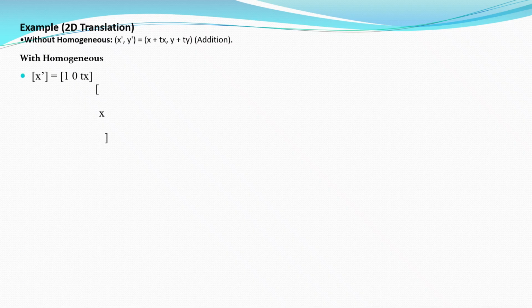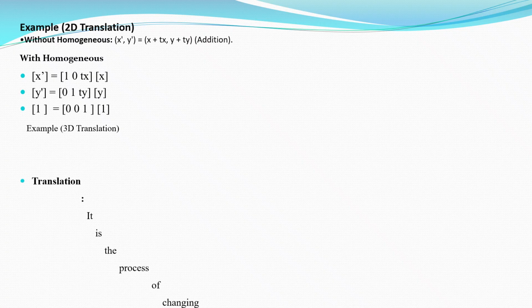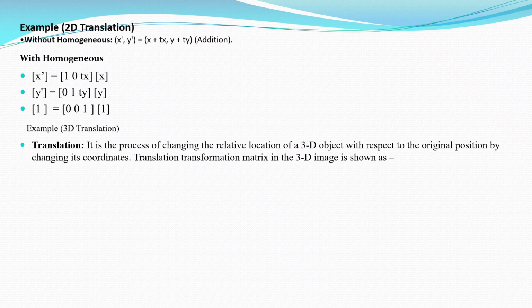So this is a 2D translation: x plus t of x, y plus t of y, without homogeneous coordinates. When we use the homogeneous coordinate, we multiply this matrix. Okay, this is how we represent the matrix. In 3D we use x, y, z and the homogeneous coordinate, and it gives this equation. This is the translation transformation matrix.